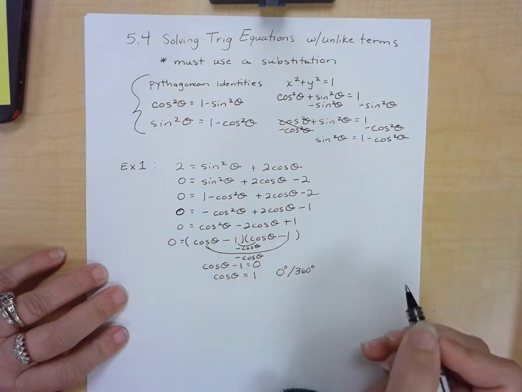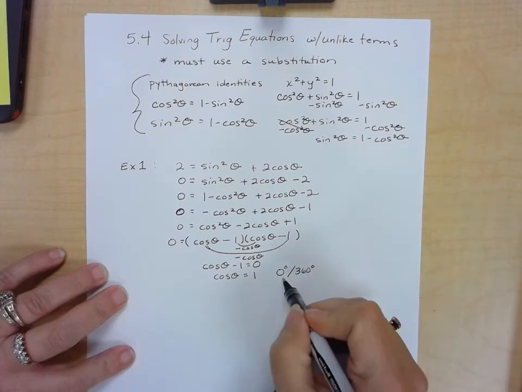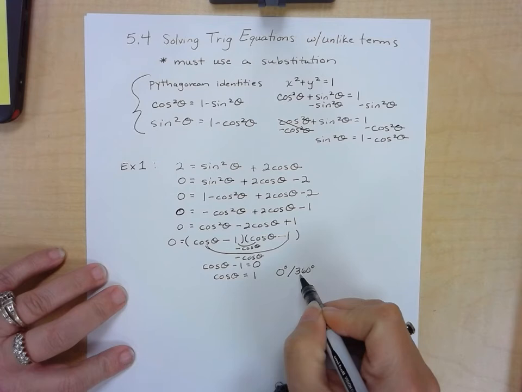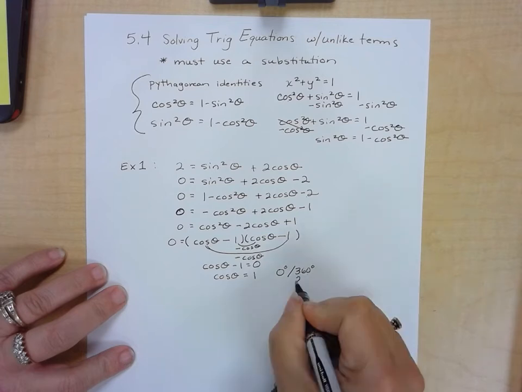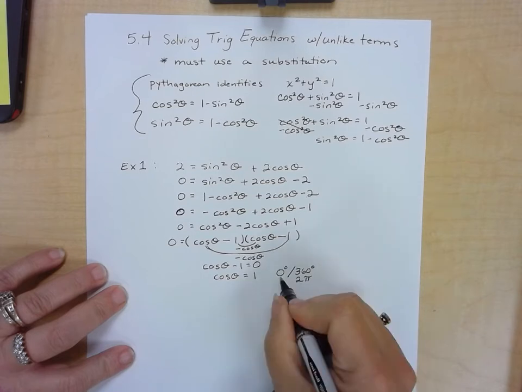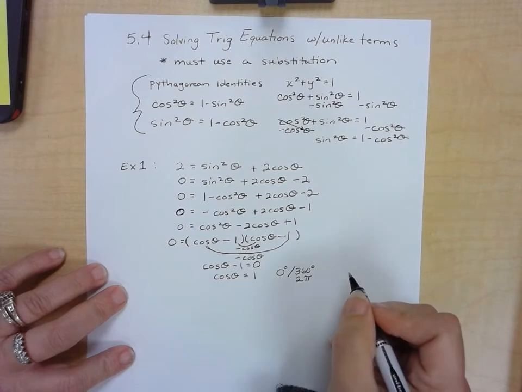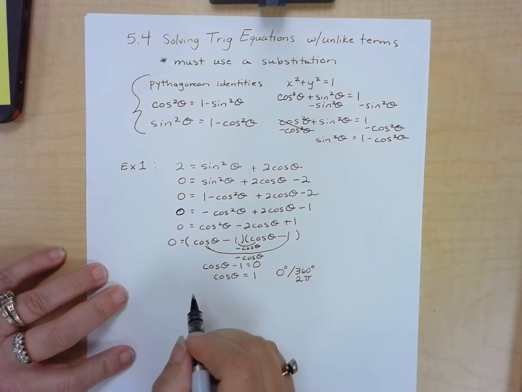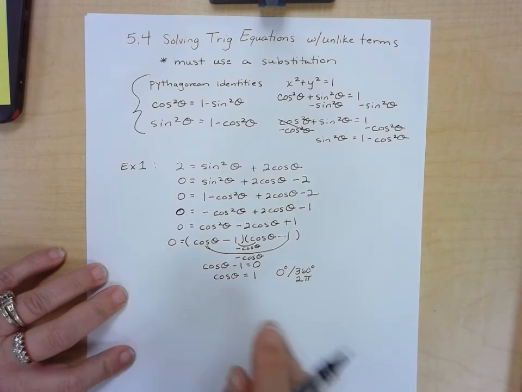If I use 360 and it's asking about radian measure, that would be 2 pi. This would still be 0. That's using Pythagorean identity. Let's go through one more example.